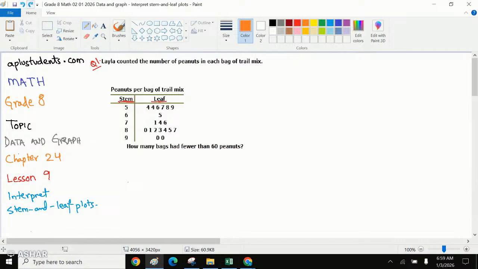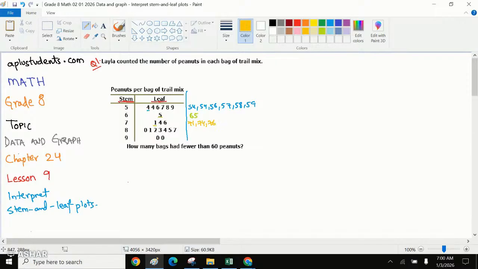Okay. So let's see how many bags had fewer than 60 peanuts. So how many bags were there? See, this information can be written as the first: there were 54, 56, 57, 58, and 59, right? Similarly, the second statement can be written as 65. The third statement can be written as 71 peanuts, 74, 76.